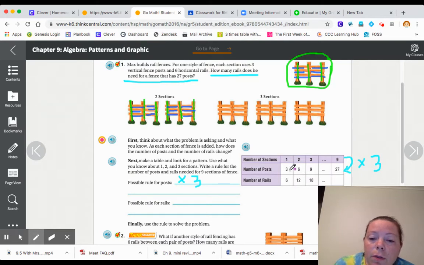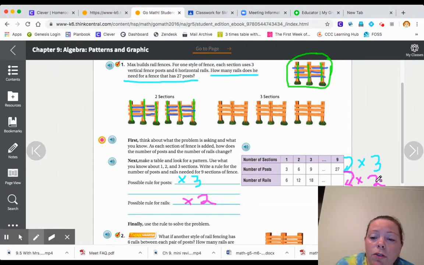Now, I want to know the rule for the number of rails. So if I had 3 posts, I had 6 rails. 6 posts, 12 rails. 9 posts, 18 rails. So what did I do to get from the number of posts to the number of rails? I multiplied by 2, right? My rule was to multiply by 2.